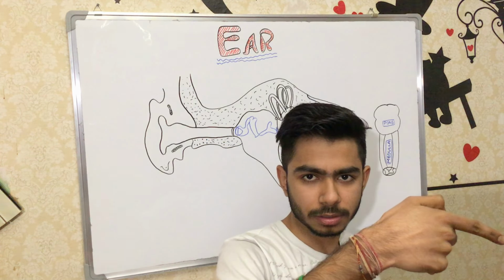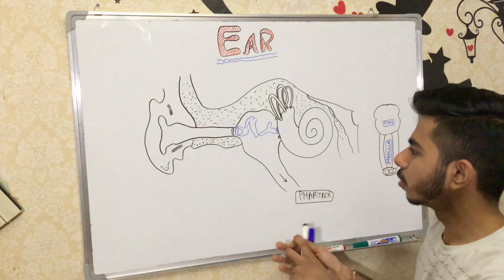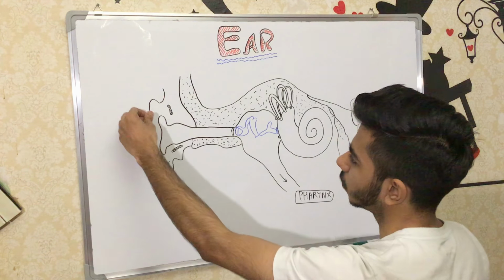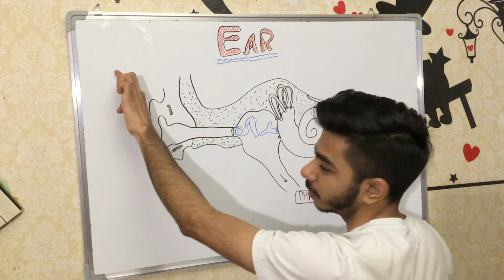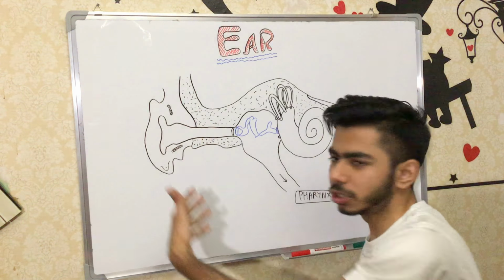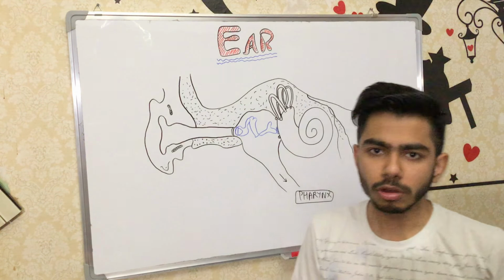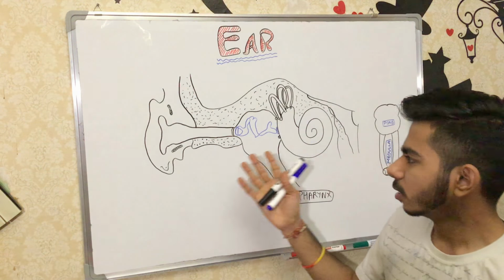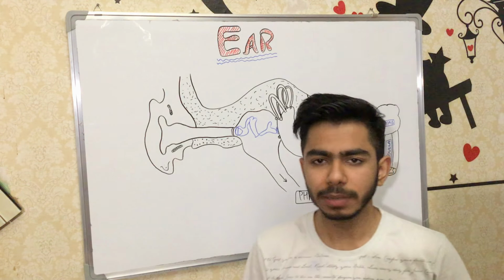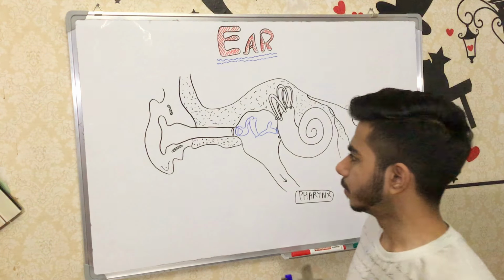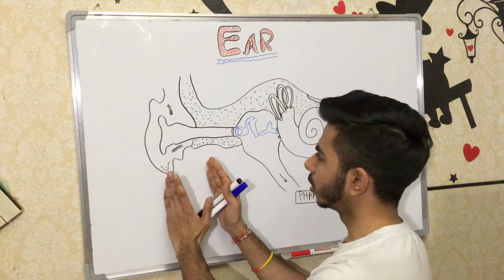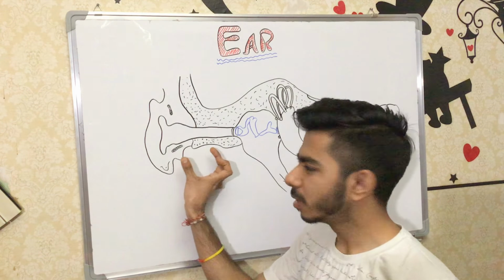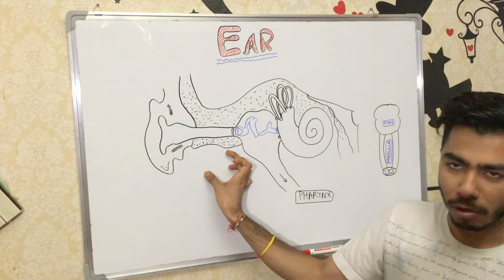The external auditory meatus is going like this. That's why your otologist will extend your ear in this direction, so that he or she can get a proper view of the eardrum or tympanic membrane. Further, the length of this external auditory meatus is about 24 millimeters, in which this part is about 8 mm, and this part is about 16 mm approximately.